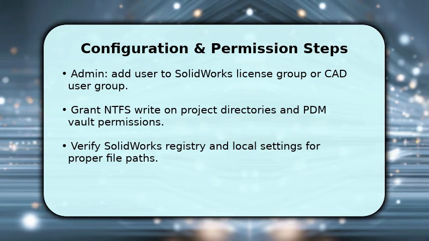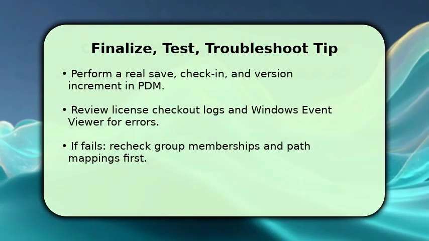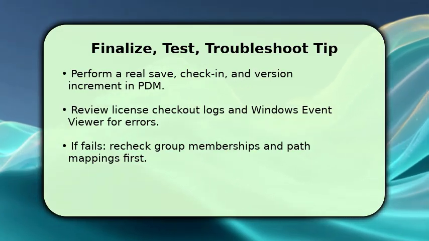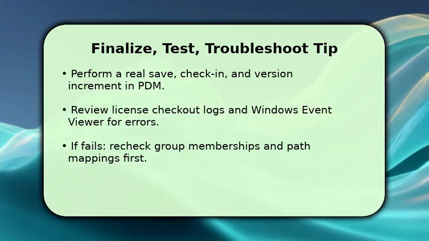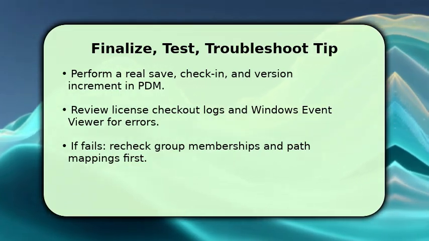This confirms both license and permissions. You finish by performing a full workflow. Create, save, check-in, and increment the version in PDM while observing behavior. Once done, verify that the license was checked out properly and review Windows Event Viewer or license server logs for any denied requests.